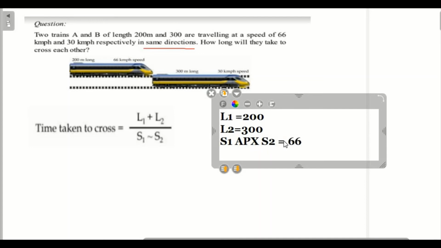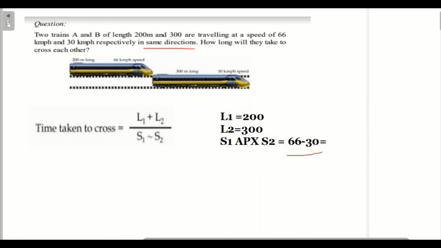So 66 minus 30. So for opposite direction we have to add the speeds. Please note it down: for opposite direction you have to add the speeds. For same direction you have to subtract the speed. It is very important, please note it down. For opposite direction you are going to add the speeds. For same direction you have to subtract the speeds.